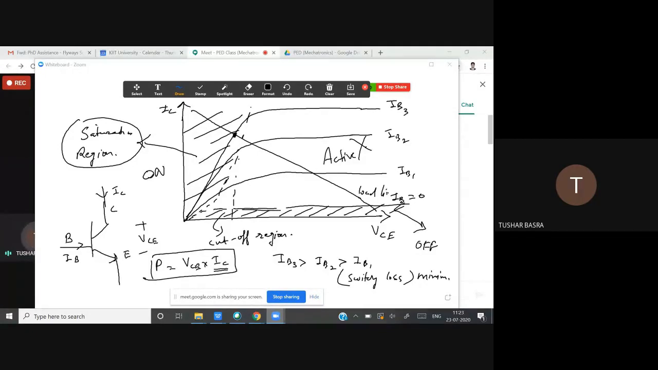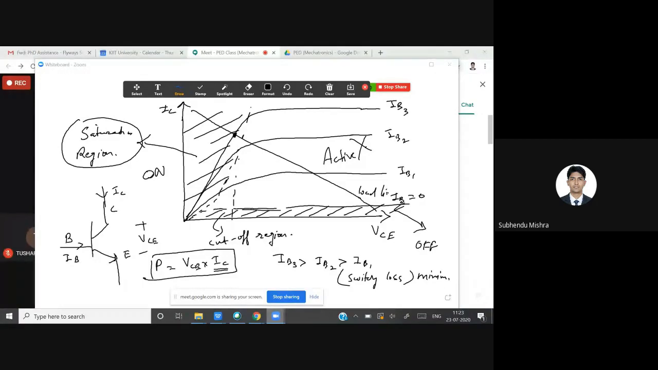Yes, sir. The IC will be reduced. Correct. So the IC value is very large in power electronics or power circuits. So that is why we never operate the power electronic switches in the active region. Otherwise, the power consumed by that particular switch will be very large.